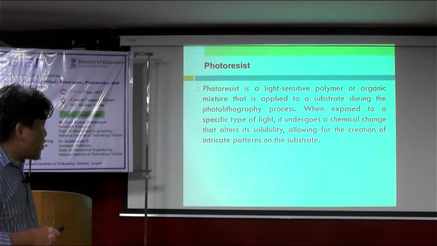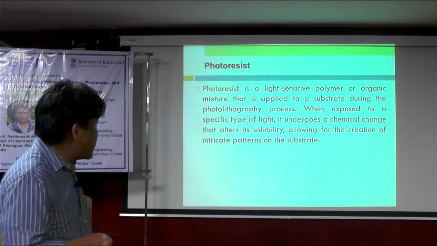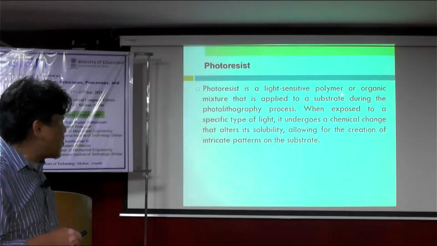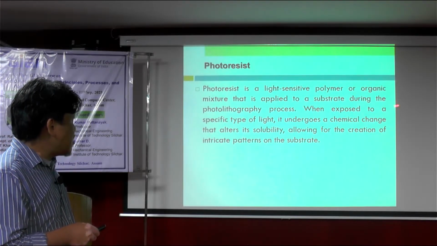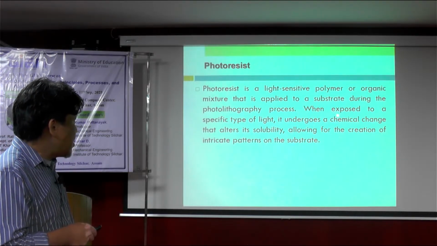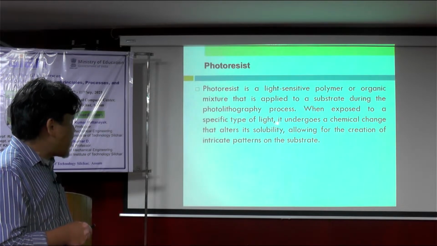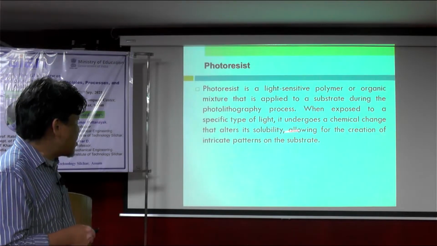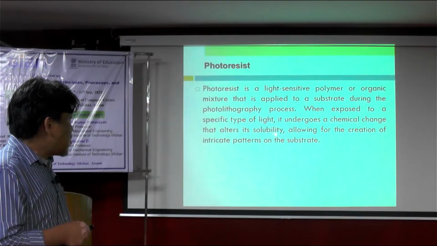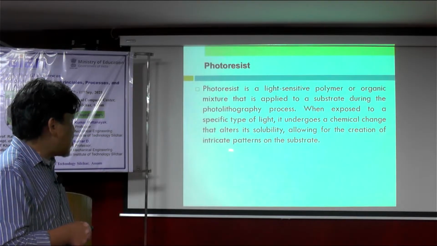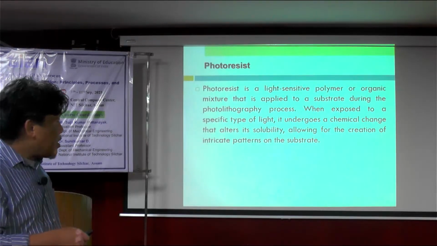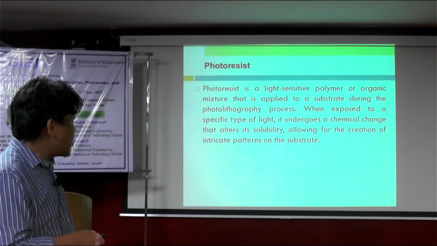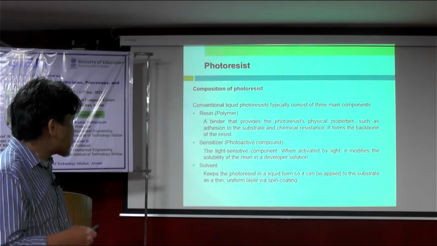So we go into the details of photoresist. Photoresist is a light-sensitive polymer or organic mixture that is applied to a substrate during the photolithography process. When exposed to a specific type of light, it undergoes a chemical change that alters its solubility, allowing the creation of intricate patterns on the substrate. So that is the general definition of a photoresist.